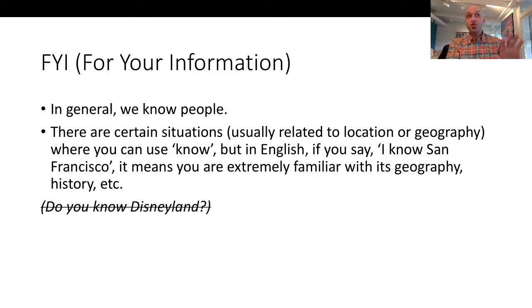There are certain situations which are usually connected to location or geography where we use know. But if we're going to use know outside of the context of people, it's usually places or things that you know really well, like you're an expert. If you say, I know San Francisco, it means you know the city really well, you know the parts of town, you know the different areas, you know it really well. So just to sum up, we generally use know for people, but if you use know outside of the context of people, it's for knowing something very, very well, like being an expert.